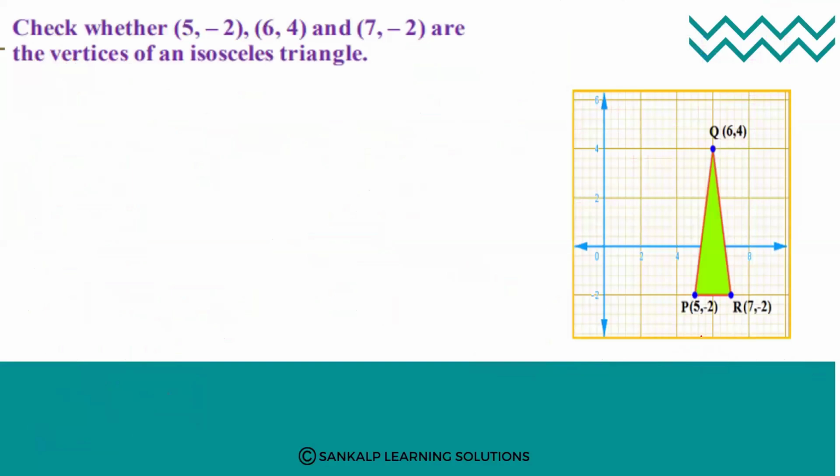Okay. Next. Check whether (5, minus 2), (6, 4), (7, minus 2) are the vertices of an isosceles triangle. So isosceles triangle is one of the types of triangle. Here two sides are equal. Right? If two sides are equal in a triangle, that type of triangle we call an isosceles triangle. So let's check whether it is correct or not.